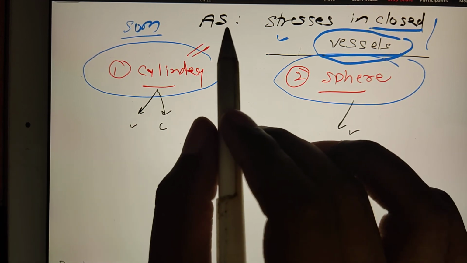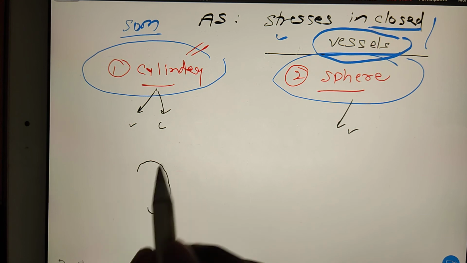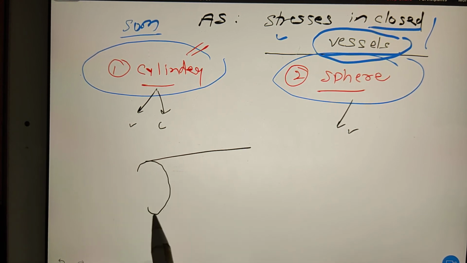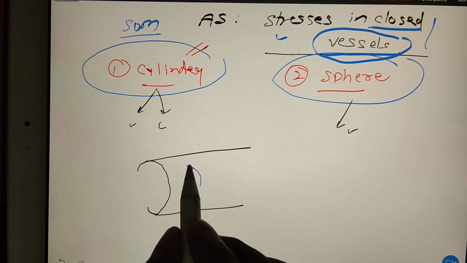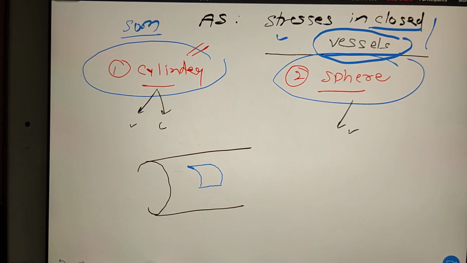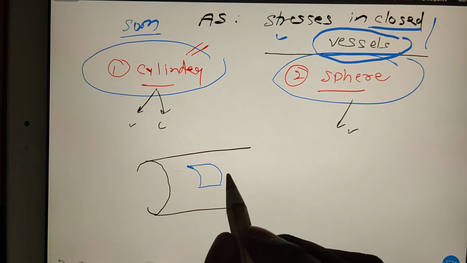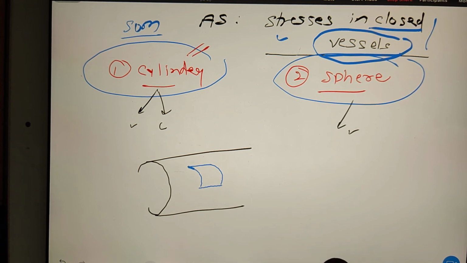If I draw a cylinder, then you can judge. Suppose this is the portion of cylinder. If I take any block here, a small element. Right now, what element am I drawing? This element is a very small element. For explanation purpose, I am drawing it as a very big element.